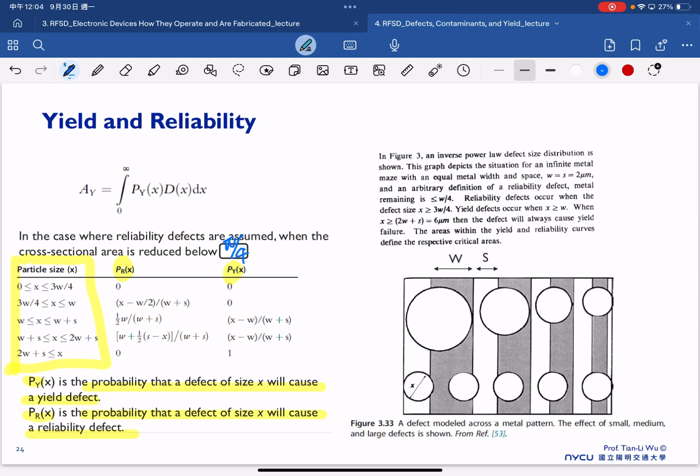Therefore, this is one of the examples we can go through. In figure 3, the inverse power law defect distribution is shown. This graph depicts the situation for an infinite metal mask with equal metal width and space, and an arbitrary definition of reliability defect with this term. So a reliability defect can occur when this, and a yield defect occurs when this. So that's some of the conclusion. As I say, here they define this size of W over 4 as a critical dimension that will start to cause a reliability defect.